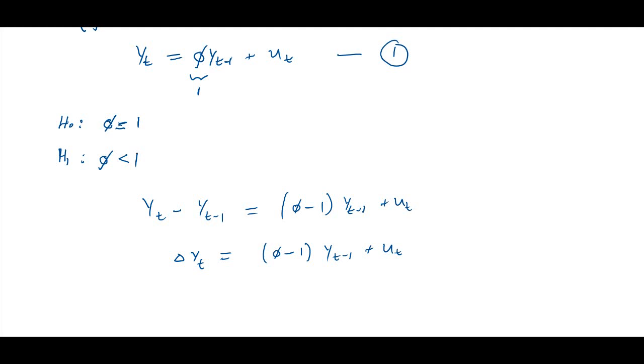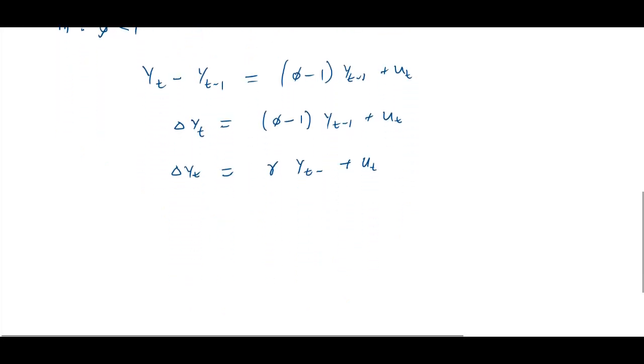Again rewriting this and replacing the theta minus 1 element, we can say that delta yt is equal to gamma yt minus 1 plus ut. This becomes our third form. Now this is what the Dickey-Fuller equation basically uses.